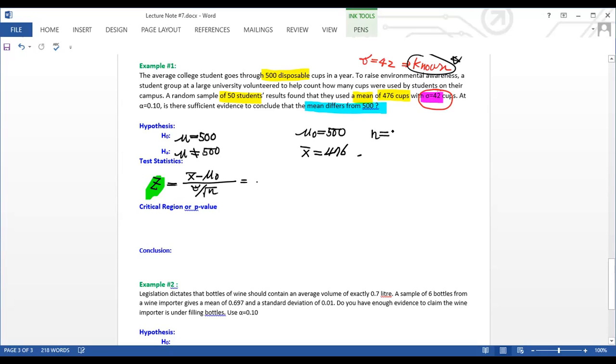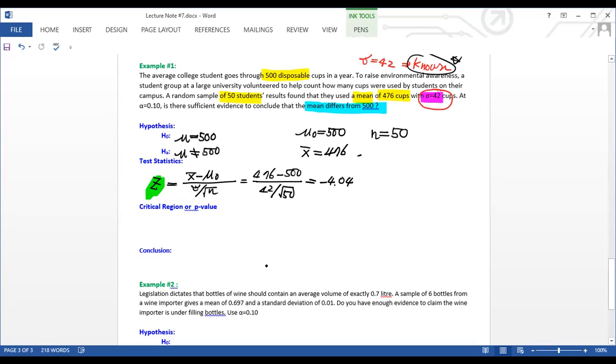Then what is n here? n is the sample size. It's 50. So now let's plug this in. It's 476 minus 500. And what is the sigma? 42 over the square root of 50, right? So 476 minus 500 is negative 24, divided by 42 divided by the square root of 50 here. All right, so let's see what we get. We get negative 4.04.